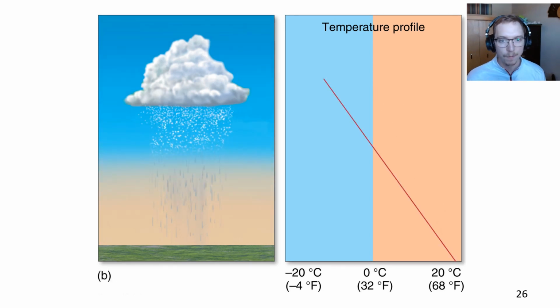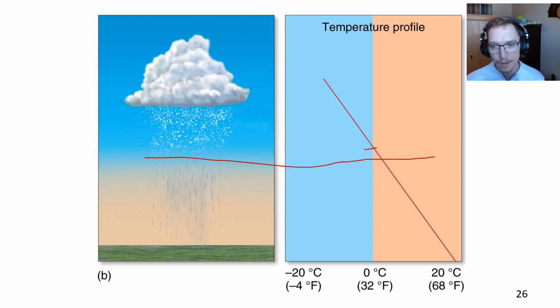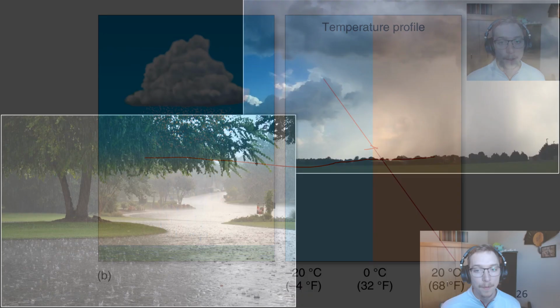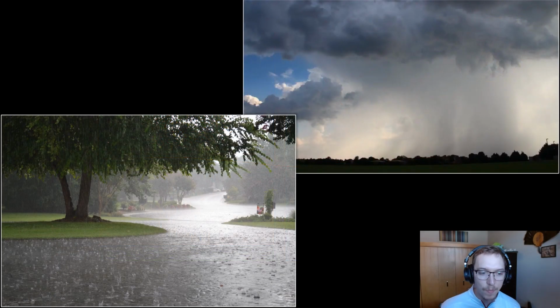Here's our example where you've got snow for that first portion, and then that melts at this point here and falls as rain. So those are the two examples where you get rain falling onto the surface. So here's a question: what shape are raindrops?